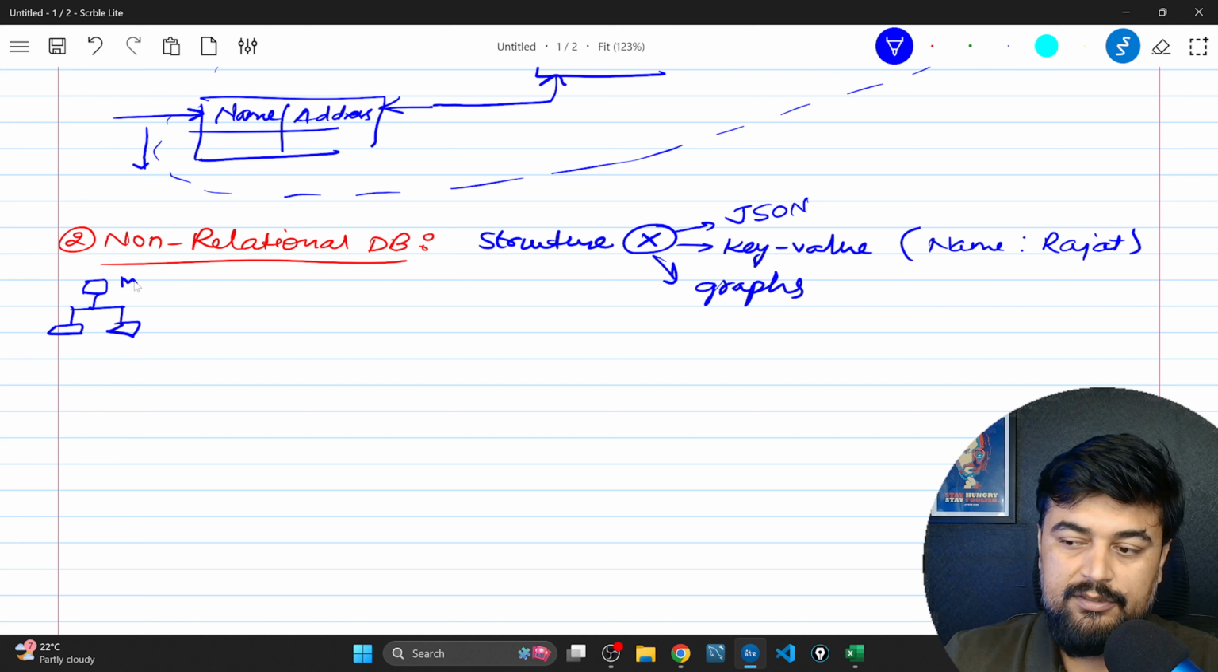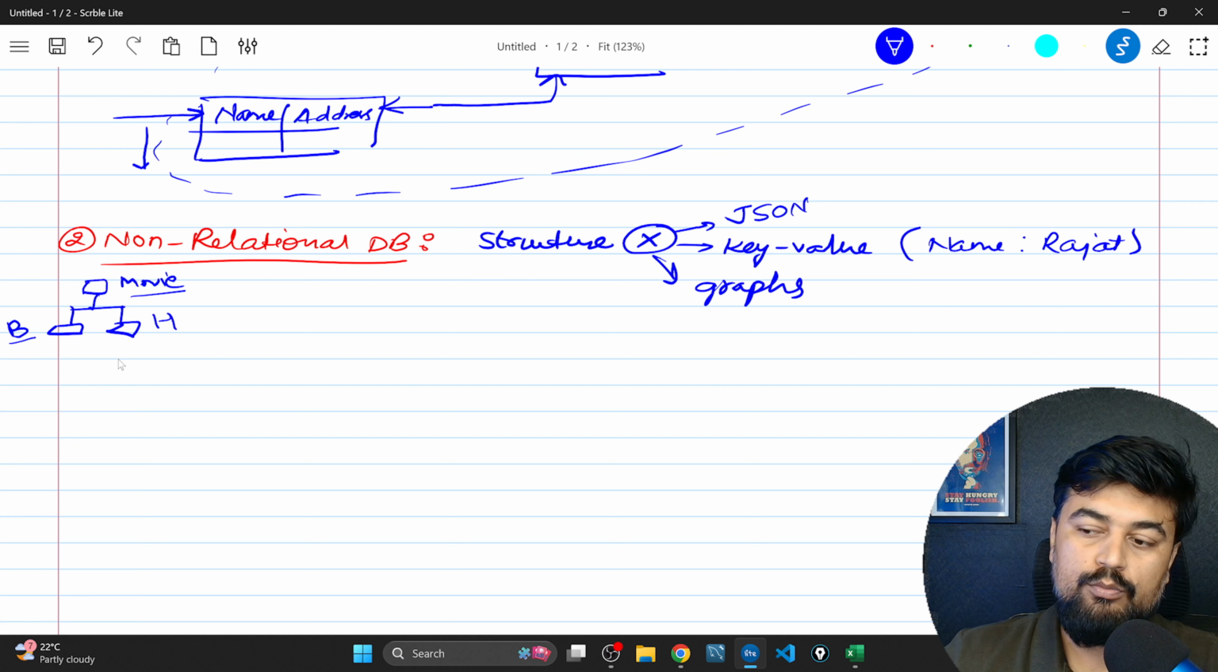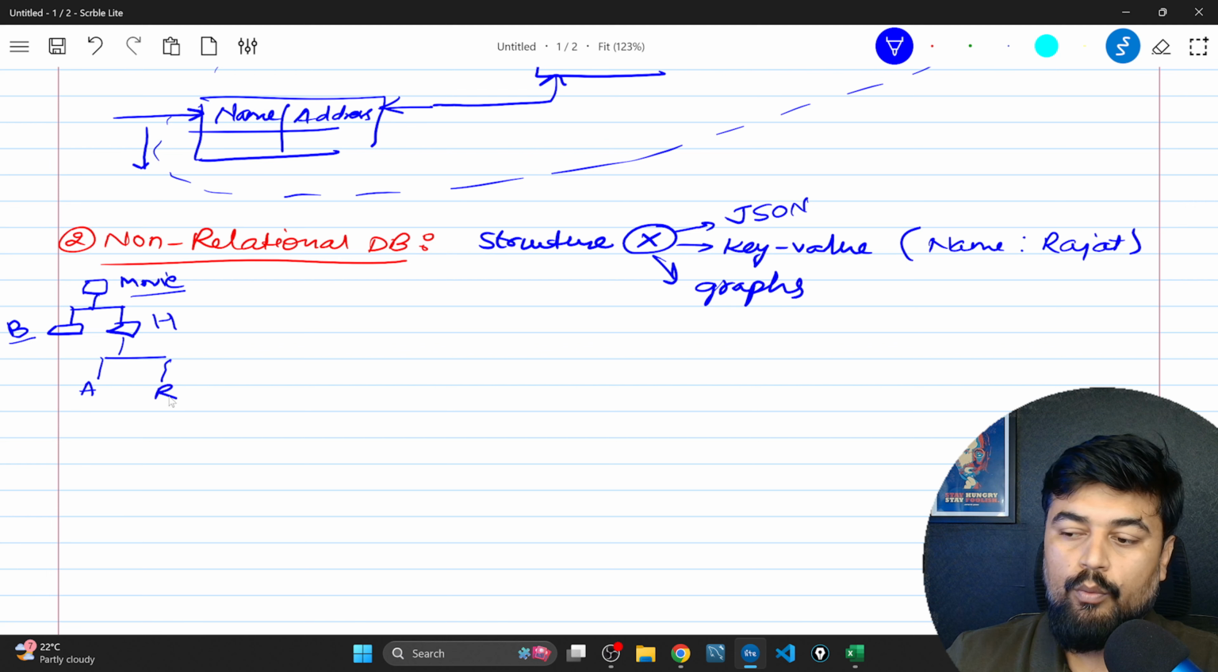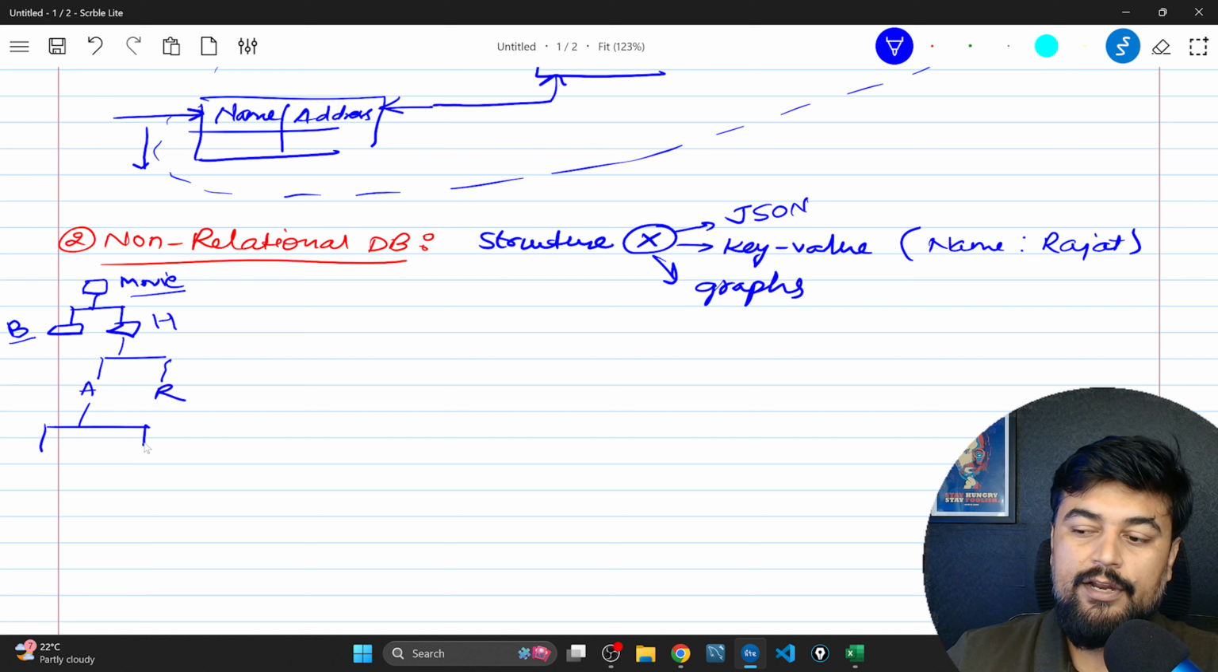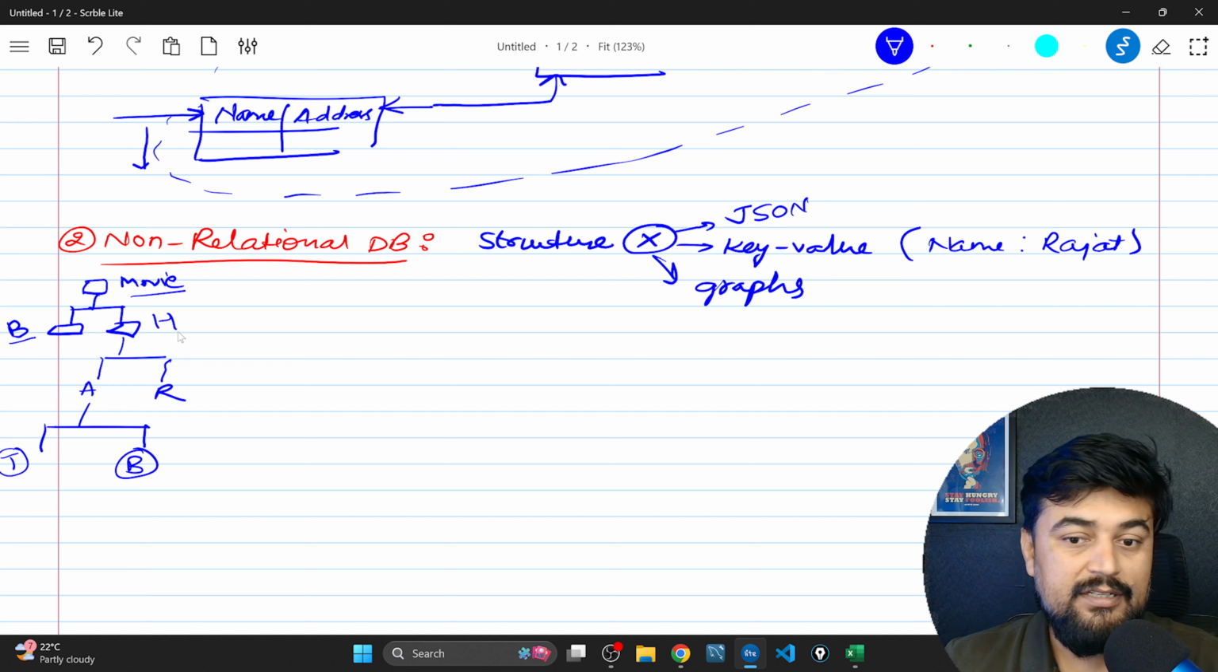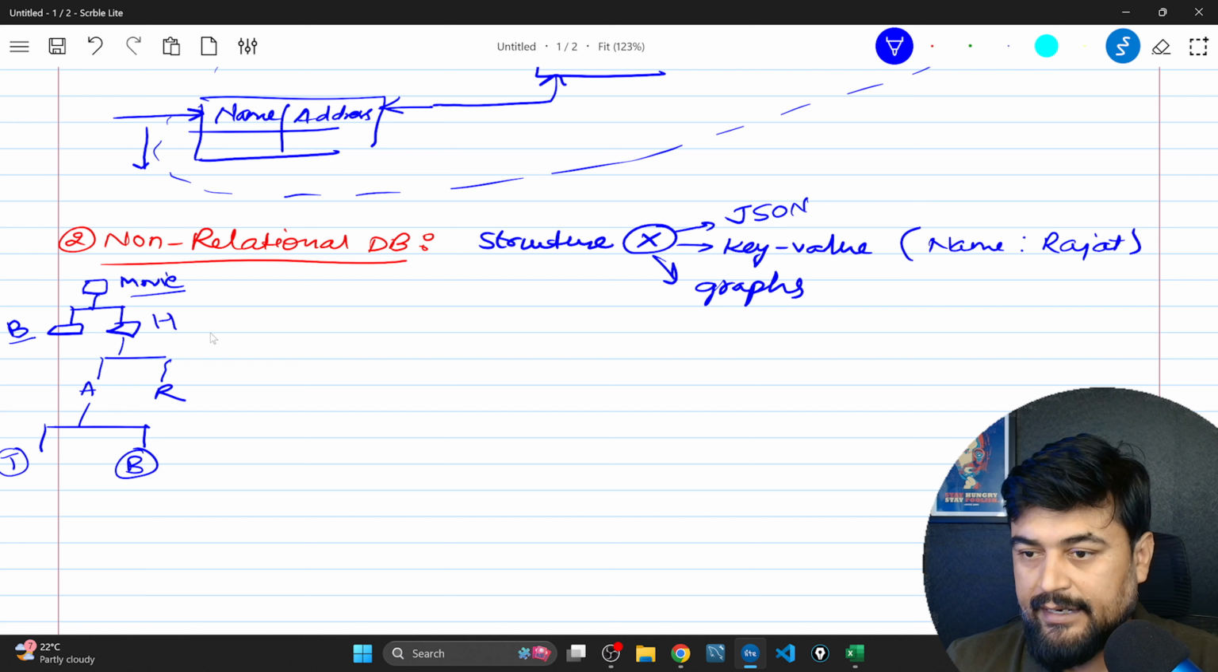Let's say this is a movie. So you have a movie folder. Inside a movie folder, you have Bollywood movies and then Hollywood movies. Inside Hollywood movies, you have action movies or romantic movies. In action also you segregate. For example, you have Tom Cruise movies or Brad Pitt movies. So this whole structure is a type of non-relational database.